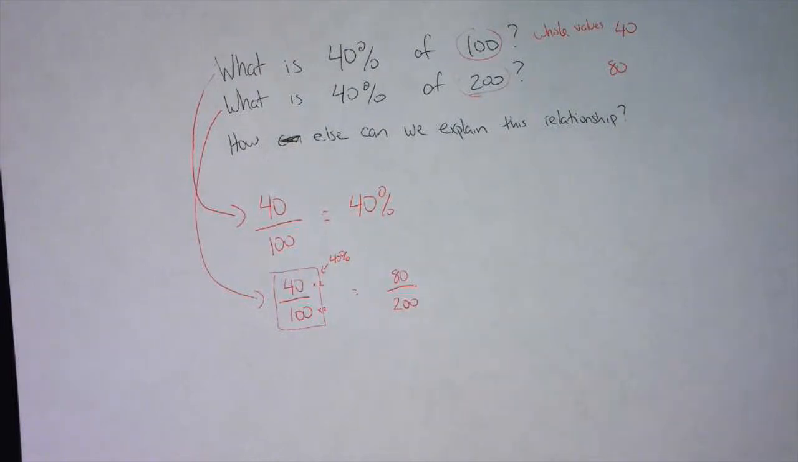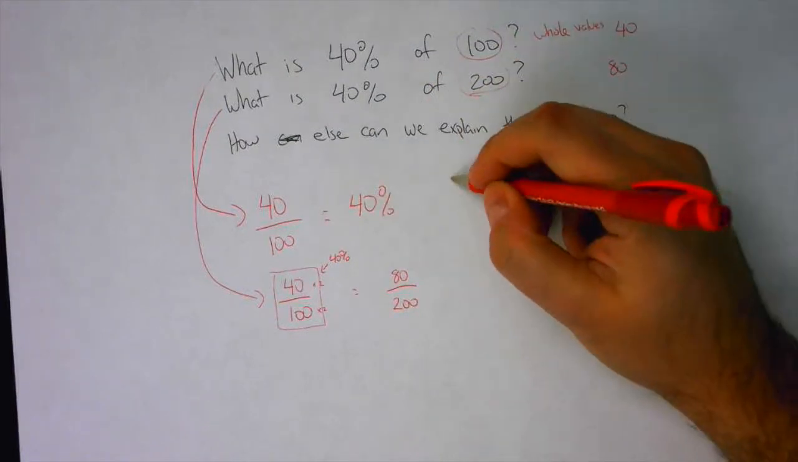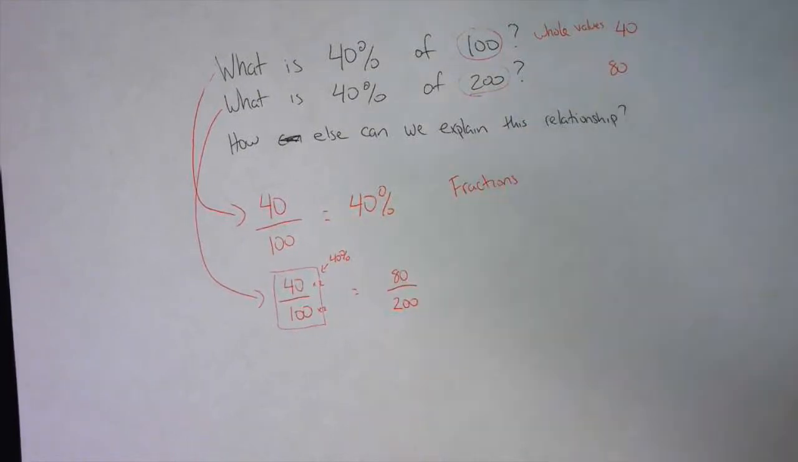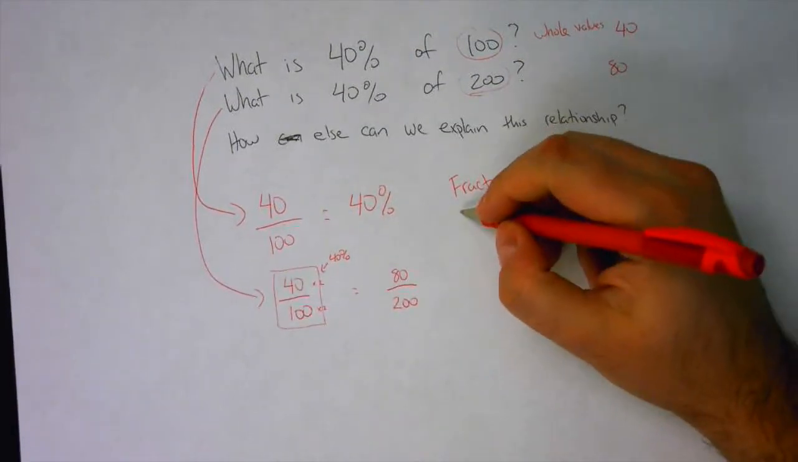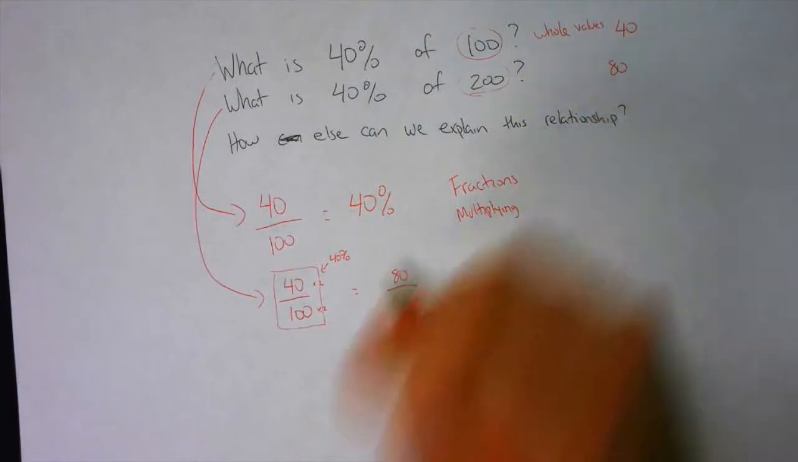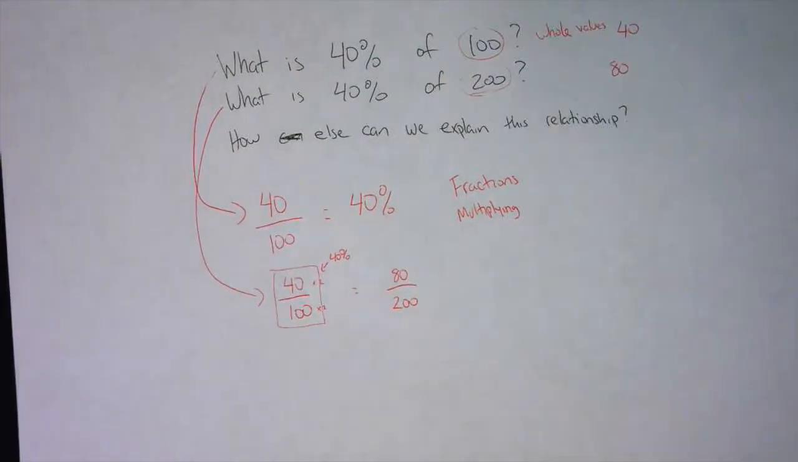Yes, Taha. Fractions, because, so this is fractions. Is there anything else? Multiply. Got multiplying happening, that's for sure. But is there another way for us to figure this out, especially for the second one? The first one is too easy because it's already out of 100.